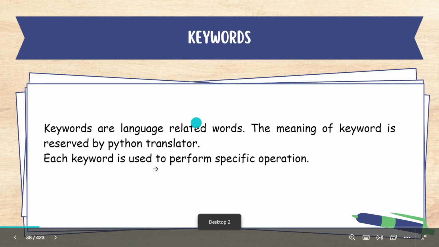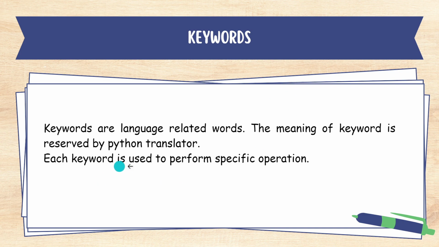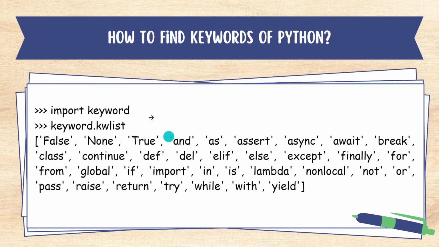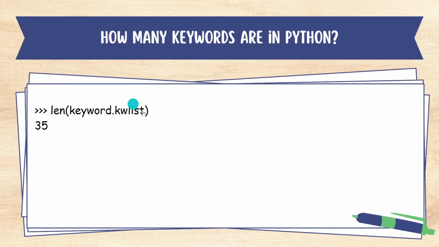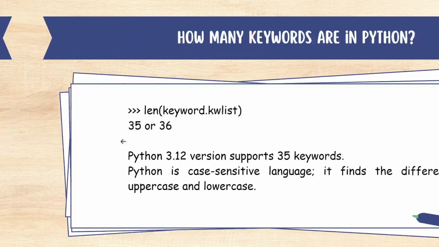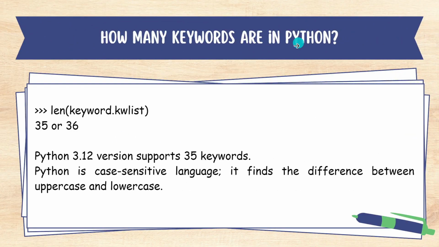So keywords are what? Reserved words. We cannot use a keyword as an identifier. Each keyword is used to perform a specific operation. So this is how we can find the keywords. We need to import the keyword library, and we can display them like this. After that, if you want to fetch the number of keywords, you can use the len function. This is a predefined function, and you can find the length of all the keywords. The total is 35.